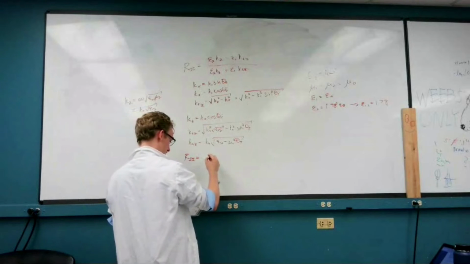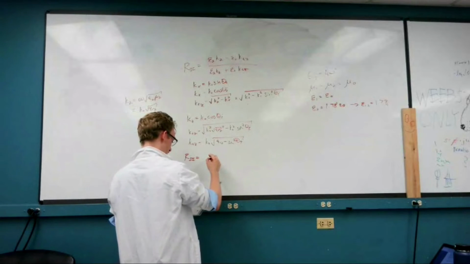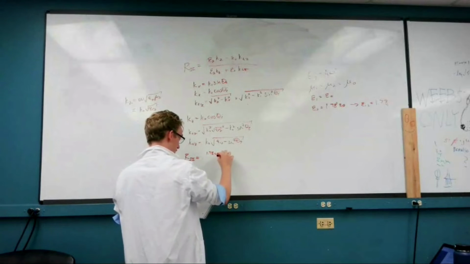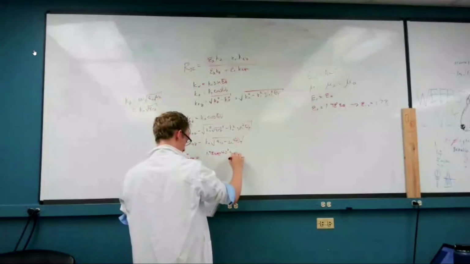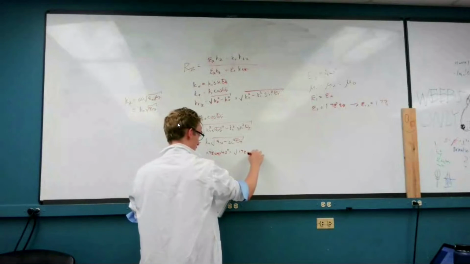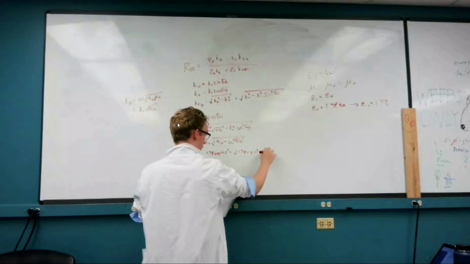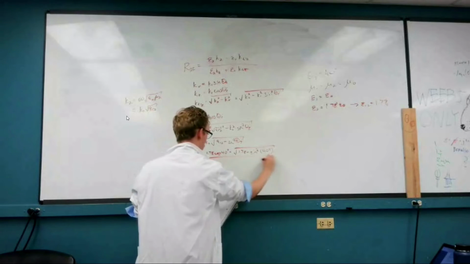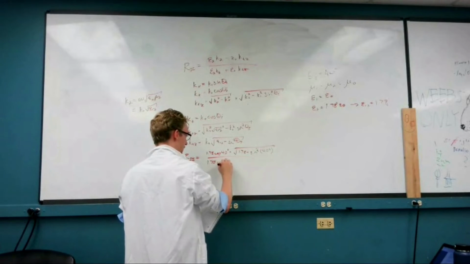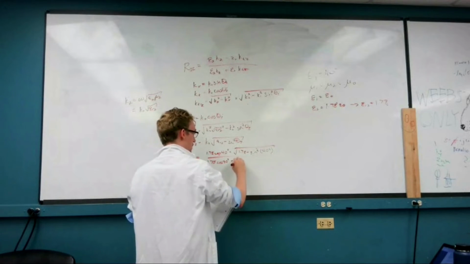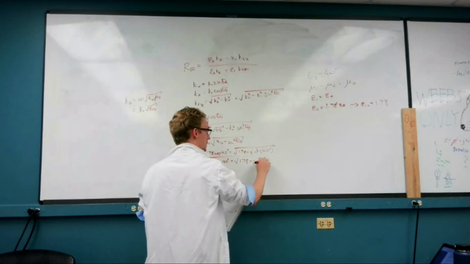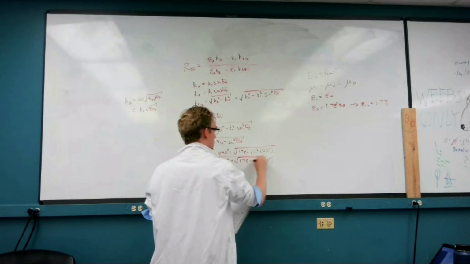let's see here. Yes, 0.78 cosine 40 degrees minus square root of 0.78 minus sine squared 40 degrees, divided by 0.78 cosine 40 degrees plus square root of 0.78 minus sine squared 40 degrees, which you can solve out.